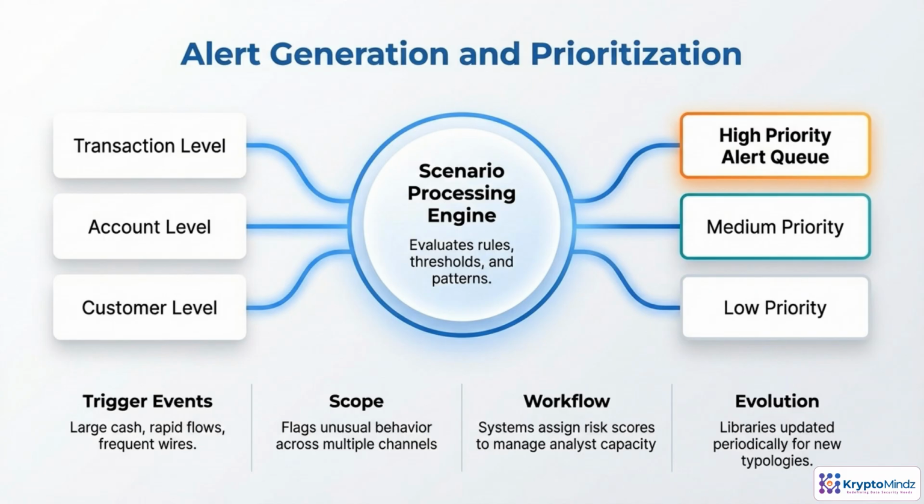Think of AML transaction monitoring as a funnel. Activity at the transaction, account, and customer level feeds into a scenario engine that applies rules, thresholds, and pattern logic. Typical triggers include large cash deposits, rapid in and out flows, or frequent cross-border wires. The system scores each event and routes it into high, medium, or low priority queues, so teams can focus on the riskiest cases first. Over time, banks refine these scenarios to reflect new typologies and reduce false positives.